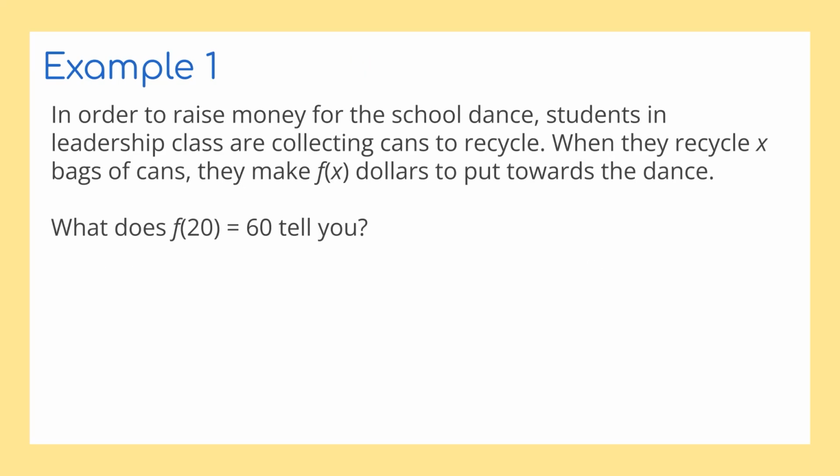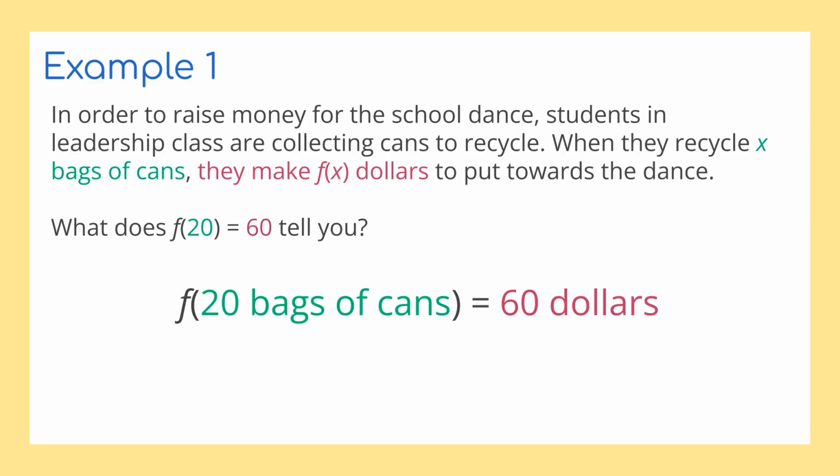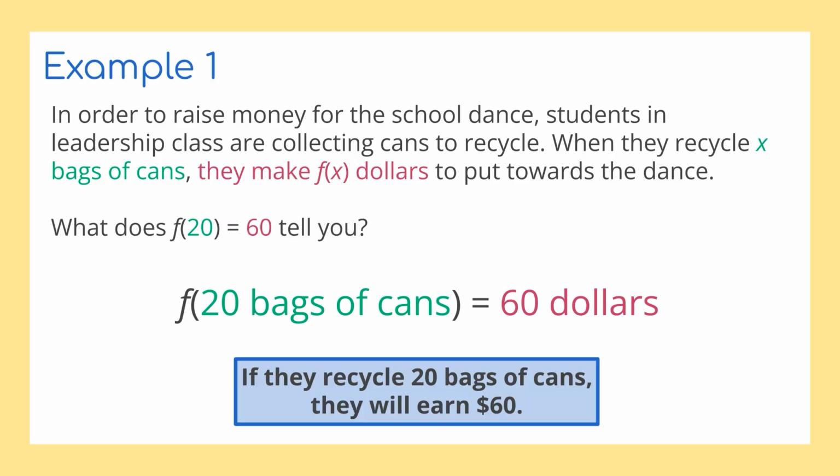Great! Now let's do some real-world examples. In order to raise money for the school dance, students in leadership class are collecting cans to recycle. When they recycle x bags of cans, they make f of x dollars to put towards the dance. We're asked what f of 20 equals 60 tells us. Let's start by pulling out some key information. So we're told the function f of x tells us the amount of dollars that can be made from collecting x bags of cans. So f of 20 would tell us the number of dollars made by collecting 20 bags of cans. And we know that f of 20 equals 60. So in this scenario, f of 20 equals 60 tells us that if they recycle 20 bags of cans, they will earn $60 to put towards the dance.